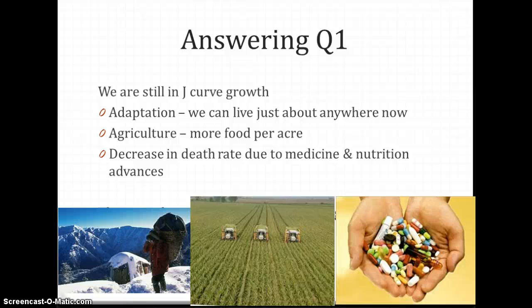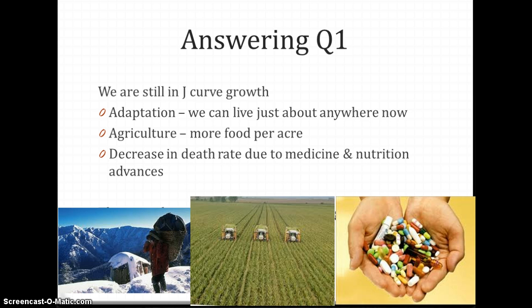This is because over the last couple thousand years, we have been able to have three things occur in our general population. One, we have a high ability to adapt. We can live just about anywhere now. Because we modify our habitats to suit our needs, we are able to survive in places as inhospitable as Antarctica, and because we've been able to have the technological advances to facilitate living there.